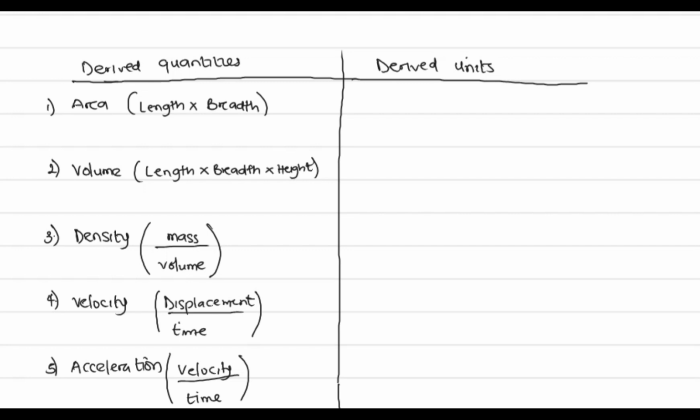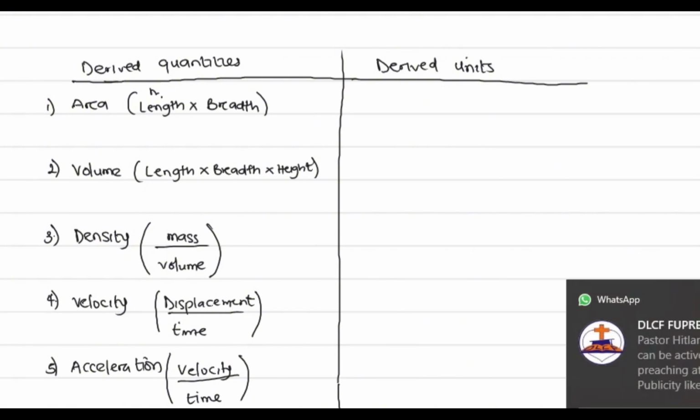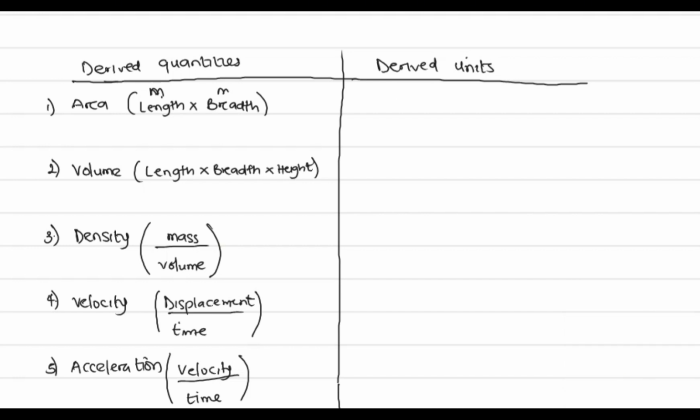But let's look at these quantities and then tell their units. For the first one, area, you see it contains two fundamental quantities, length and breadth. Like I told you, length and breadth are the same thing, all categorized under length. So what's the unit of length? The unit of length is meter. And the unit of breadth is also meter. So at the end of the day, we have what we call meter square as the unit.